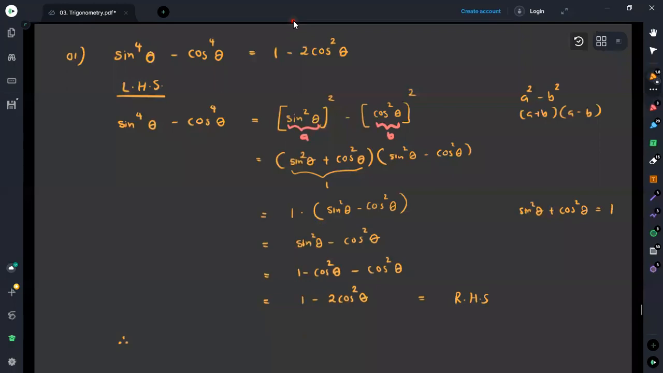Therefore, we can say that sine theta to the power 4 minus cosine theta to the power 4 is equal to 1 minus 2 times cosine squared theta.